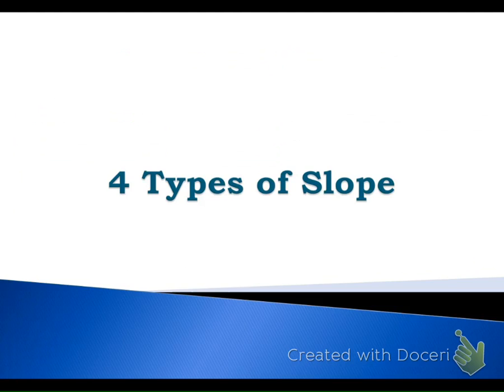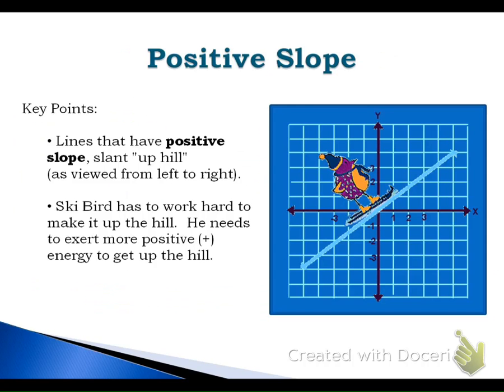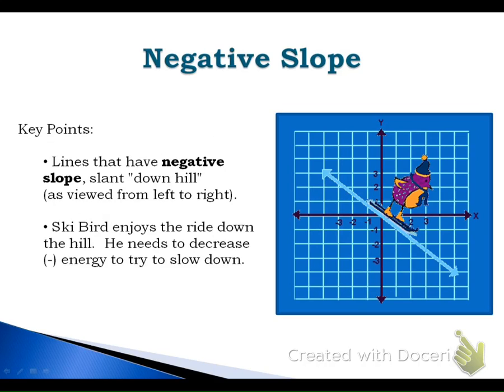Remember that there are 4 types of slope. Positive slope, going uphill. Here we have a ski bird. But you can also remember this with my example of if you write your name on the line. Oops, let me try a different color there for you. If you write your name on the line and the line goes uphill, then it is a positive slope. The opposite would be a negative slope, or going downhill.